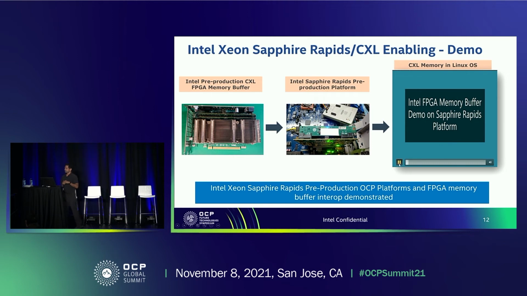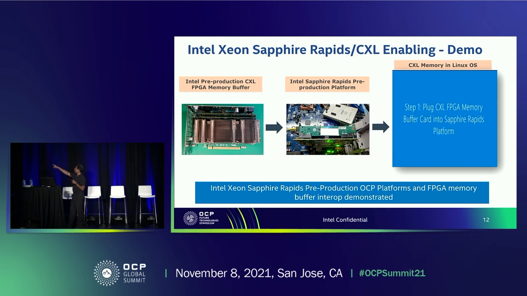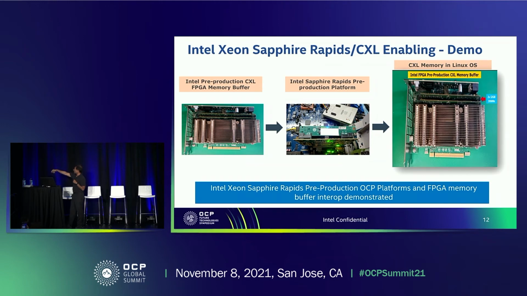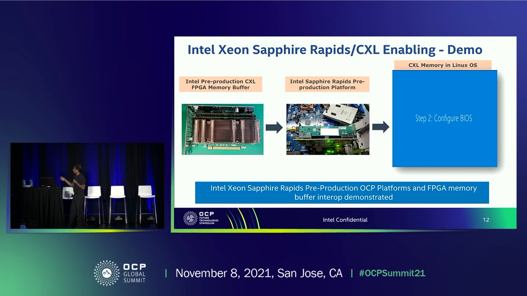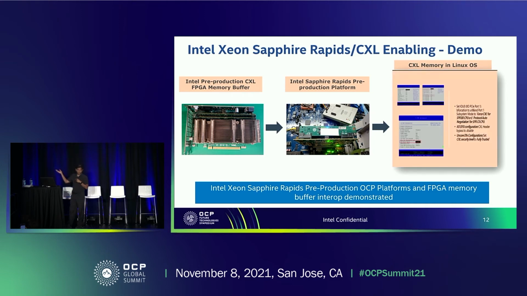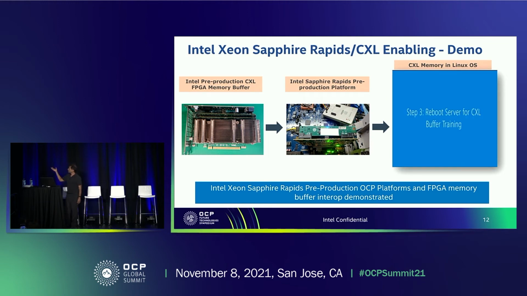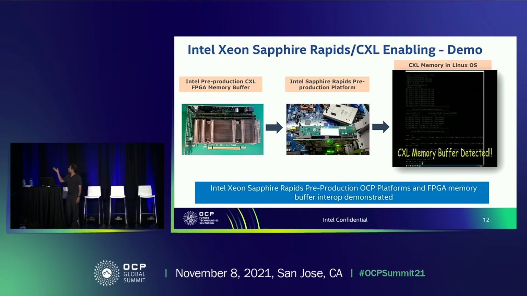The first one essentially is, if you look at the right hand side, you plug the card onto the platform. This is the card. This is the x16 PCIe CEM form factor card. You have to configure the BIOS, otherwise it's not going to enumerate that as a CXL buffer. And then you reboot the server once you configure the BIOS.